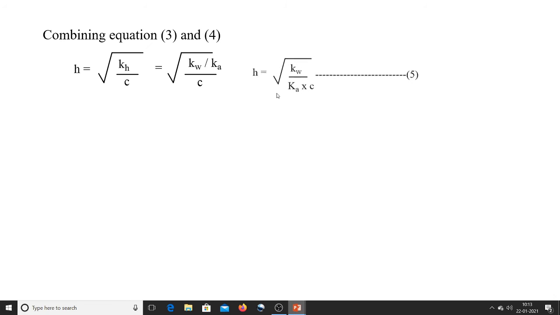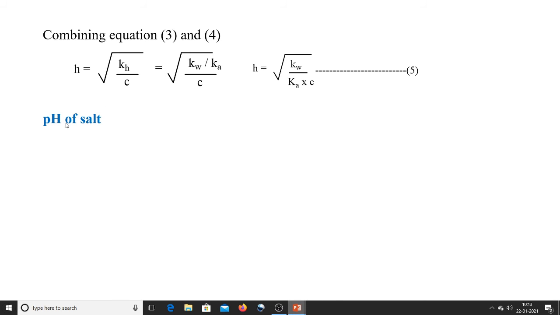Now, combining equations 3 and 4, we get h is equal to square root of Kh upon C. The Kh value is Kw upon Ka, divided by C. By simplifying this equation, we get h is equal to square root of Kw upon Ka into C. So this is equation number 5.